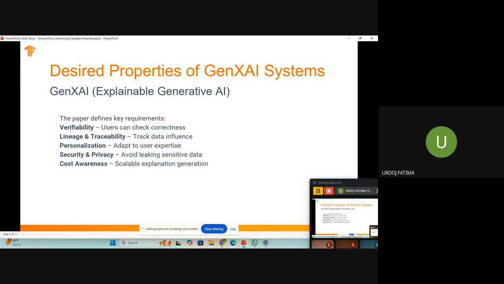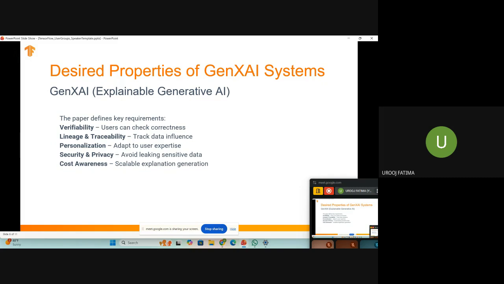So the fourth one would be security. We know an explanation should not reveal the private training data. And the fifth one would be efficiency, like generating an explanation should not require too much computation.